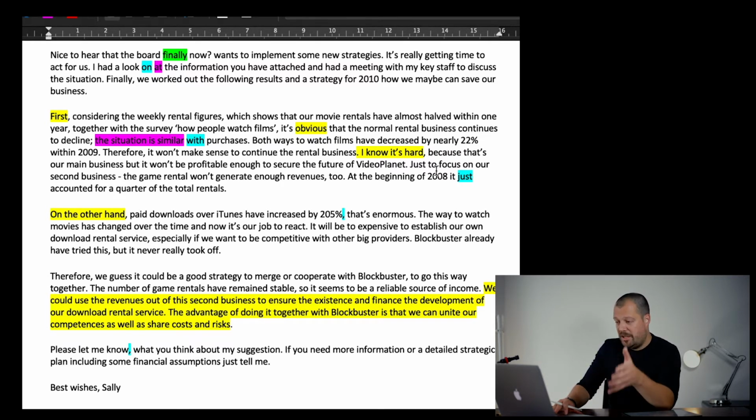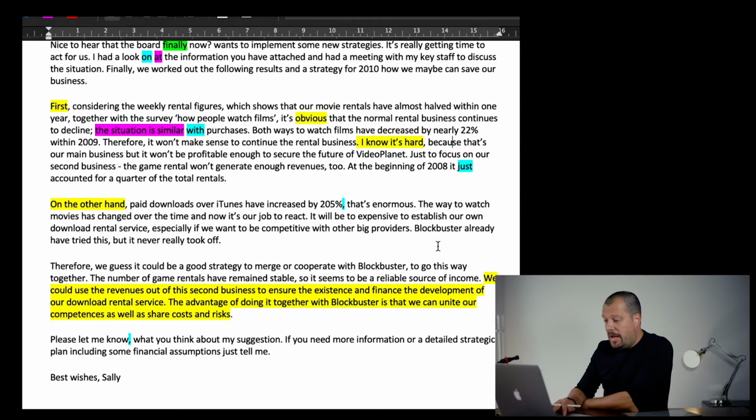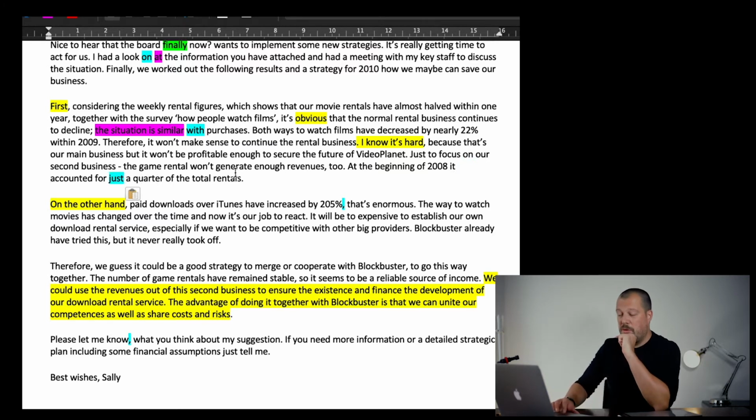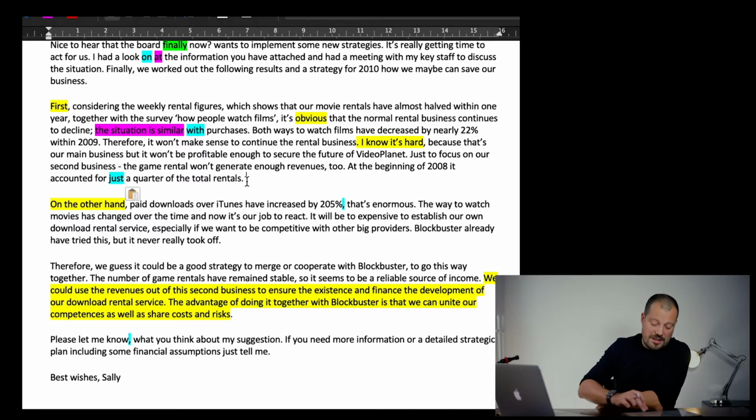It's strategic communicative competence. In most English lessons, you wouldn't get extra credit for this, but I will give it to you because it's exactly what we should be doing. Last part, we just need to move the positioning of this "just." It's accounted for just a quarter of the total rentals, okay? So some issues with word order, but this is not something we really need to worry about too much.